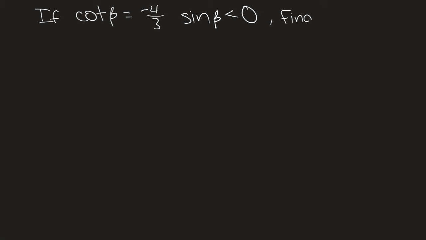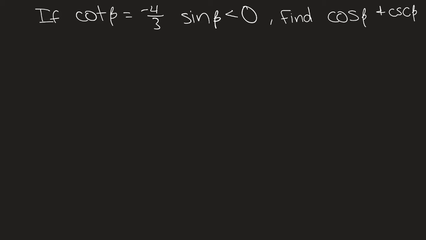Okay, so now we're going to look at if cotangent, I'm going to use a different letter for you guys, beta, just so you guys see that they mean the same thing, equals -4/3, and sine beta is less than 0. I need to find cosine beta and cosecant beta.